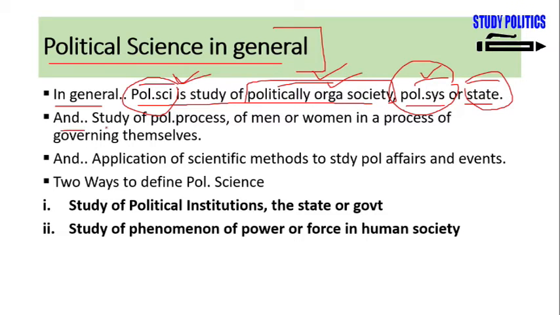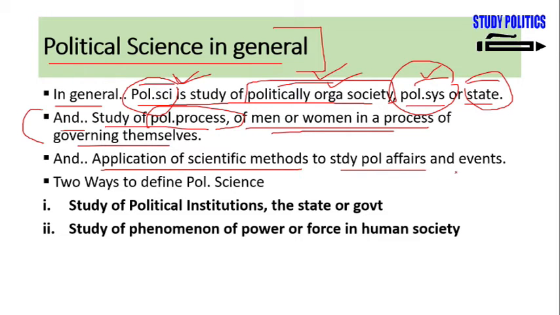Similarly, political science is the study of the political process of men or women in a process of governing themselves. So political science is the study of political process. What process? In which men or women are governing themselves, that is, how they will be governed and how they will govern. This political process, in which they are deciding the methods and the techniques of how they will govern and in turn how they will be governed, is concerned with political science.